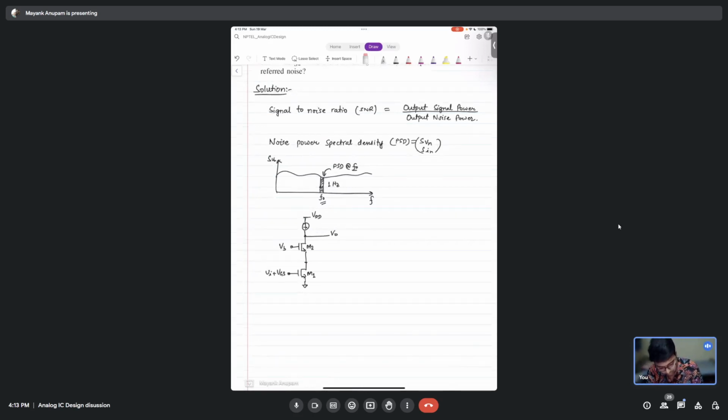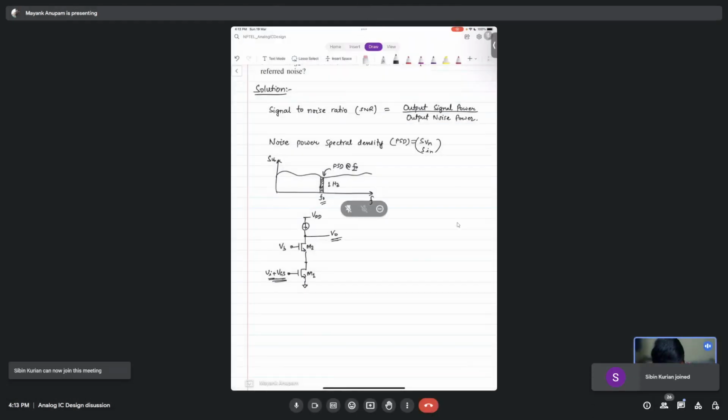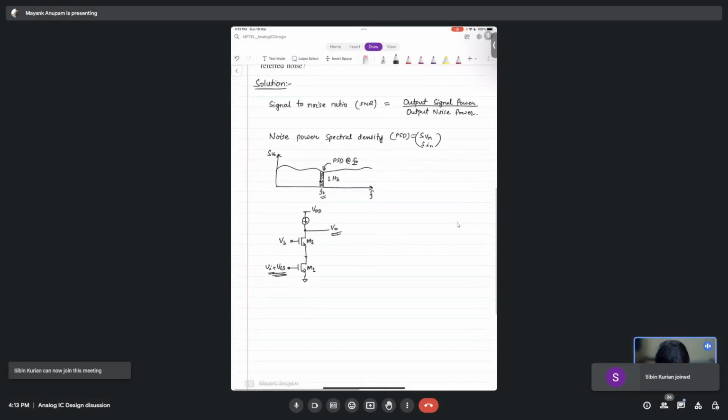You can simply find the small signal gain between the input and output here, and simply multiply your input signal by the small signal gain to get the output signal. So the output signal power is easy, okay, but the noise power we have to calculate. So how do we do that? First of all, can you identify which of the devices, which are the entities, will contribute to the overall noise of the circuit?